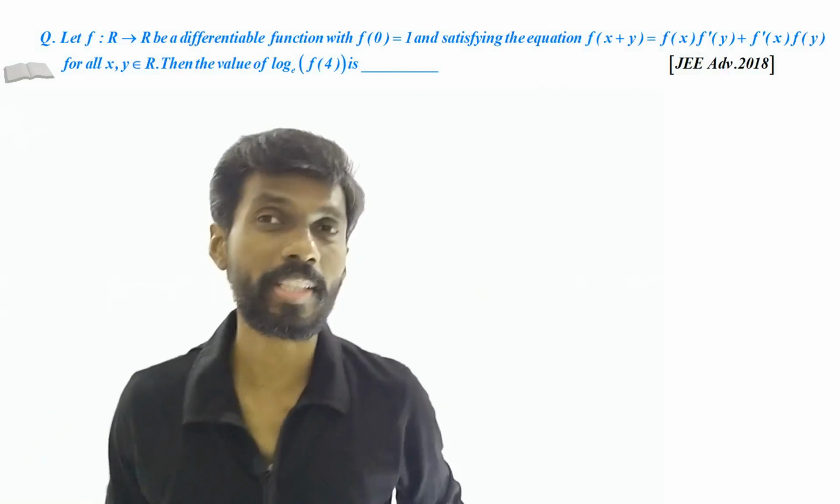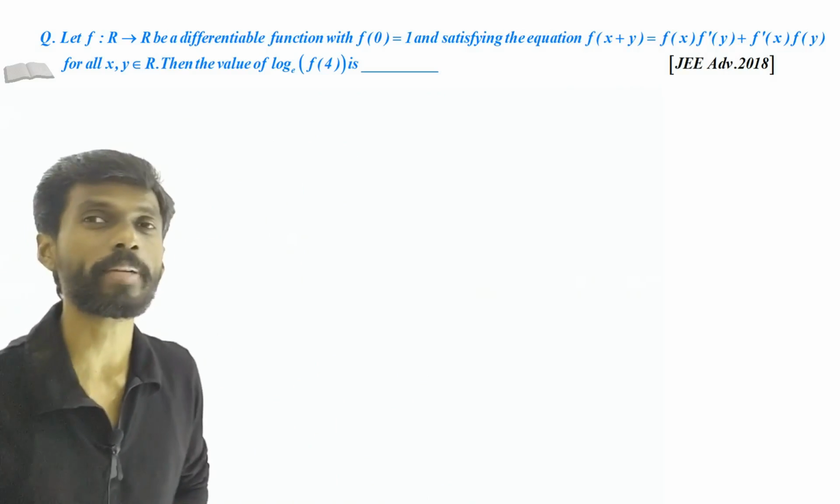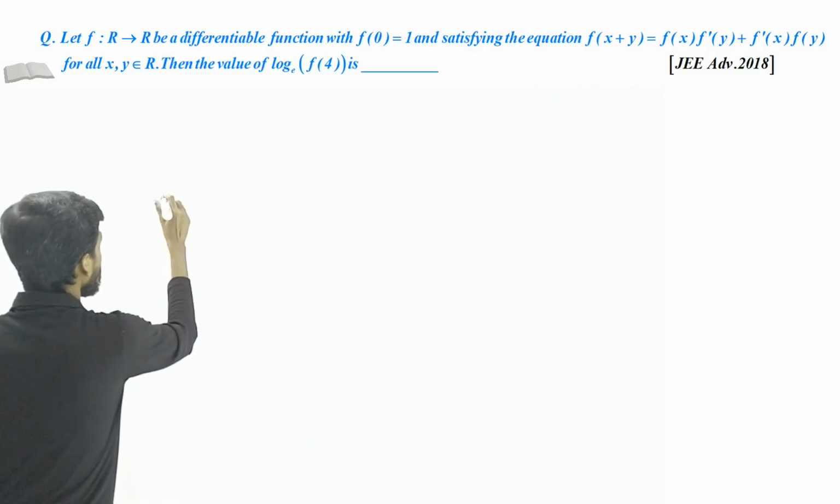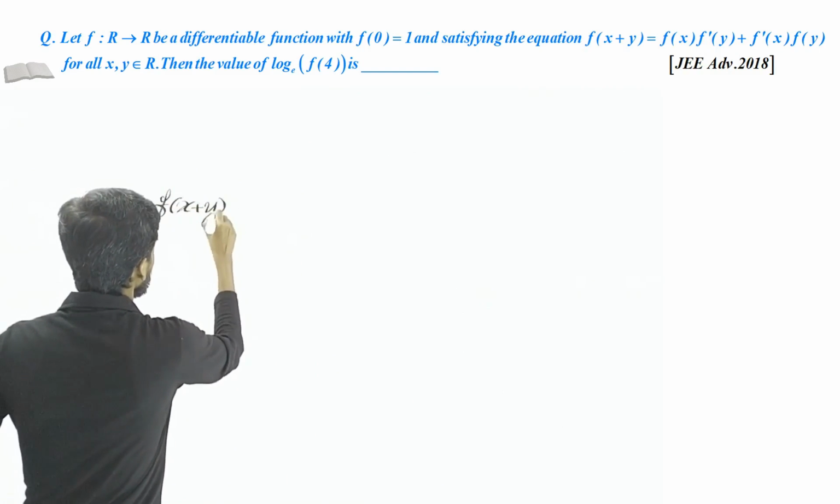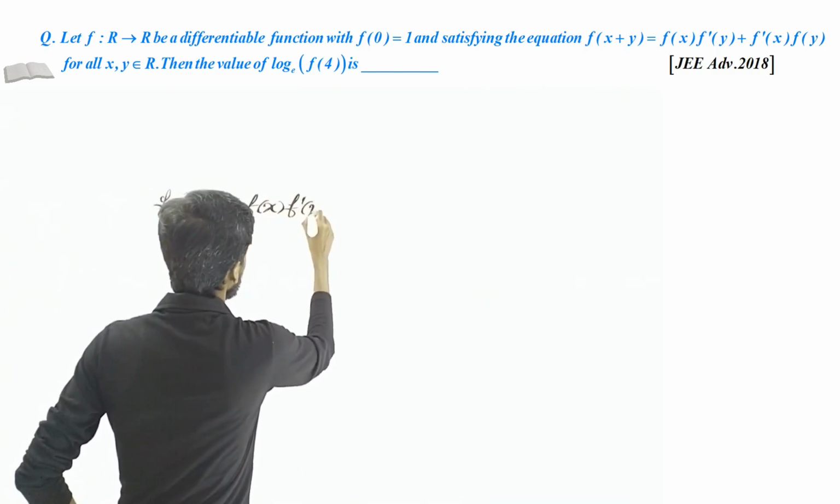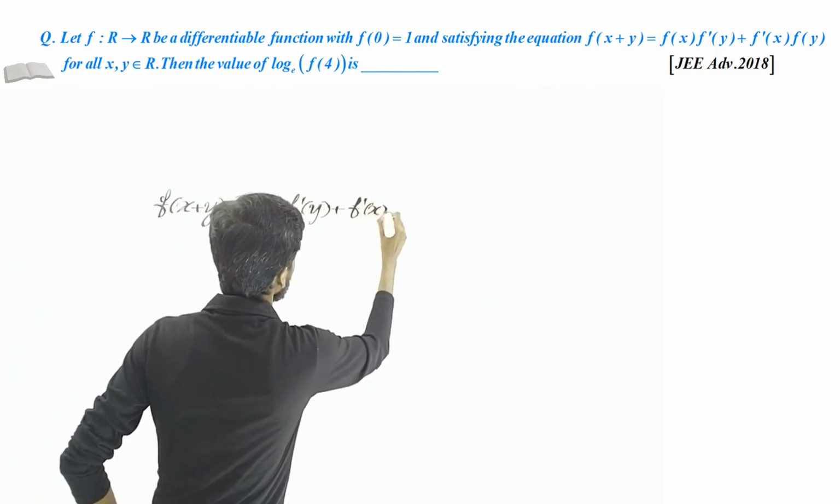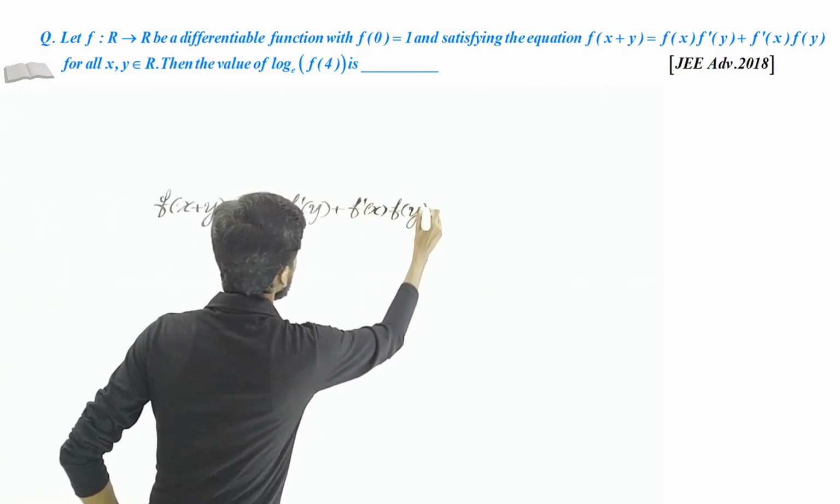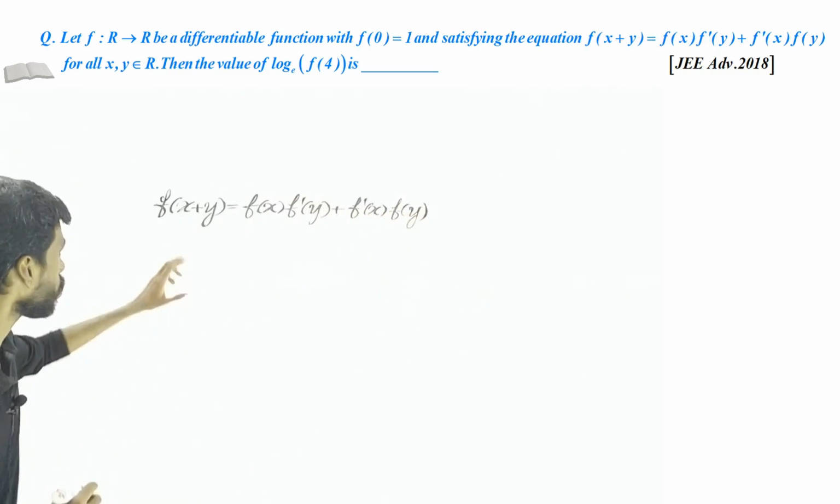Here the function f of x satisfies certain conditions. Using that, we have to find the value of f of 4. Okay, let's find it. See, it is given that f of x plus y equals f of x into f dash of y, plus f dash of x into f of y. So this is the relation given. Using that, we have to find the value of f of 4. So let us find it.